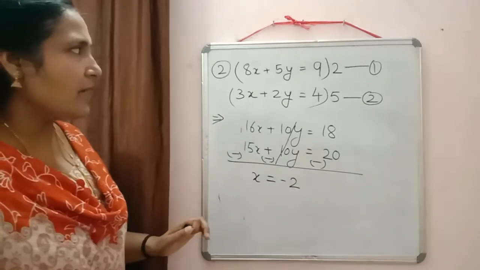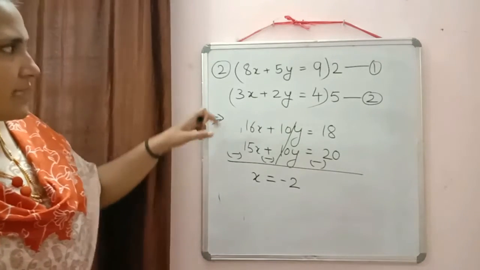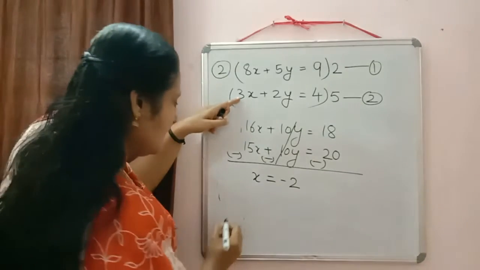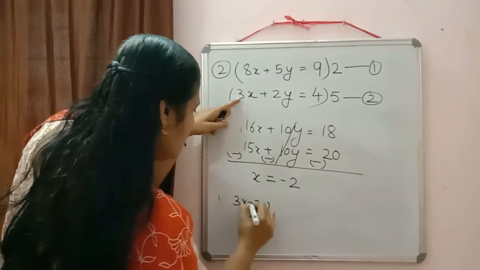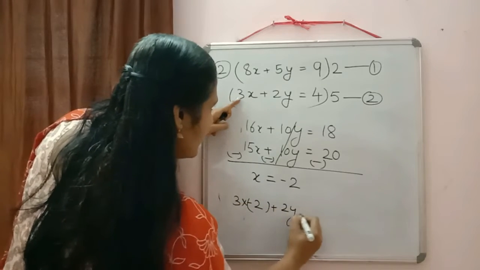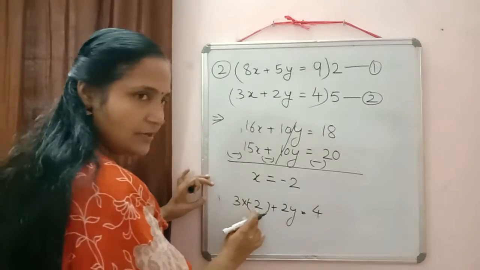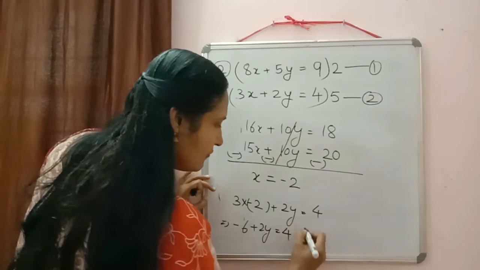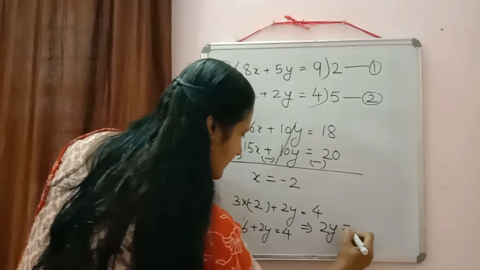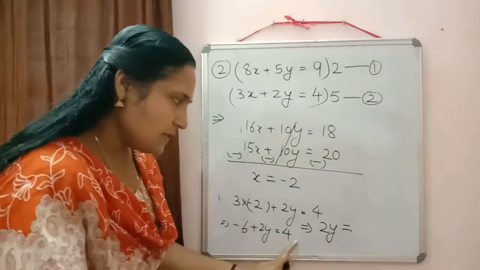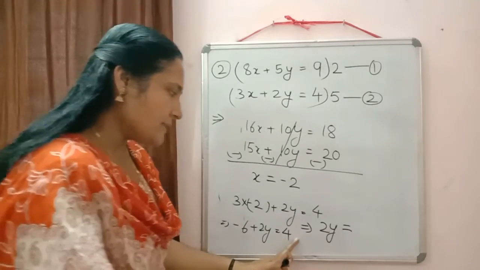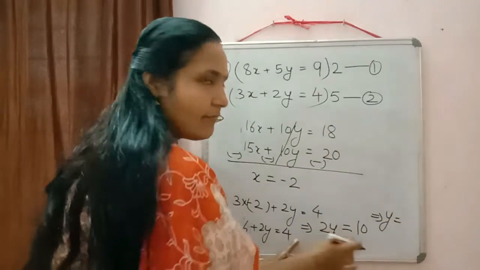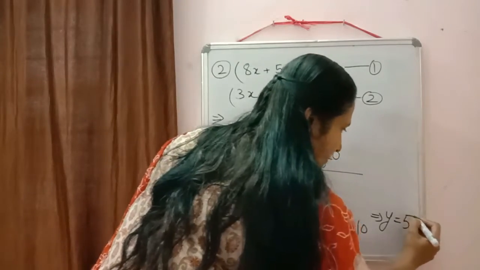Now we will find out the value of y. So I think in second equation less calculation, small numbers are there. So we can substitute in the second equation. So it will be equal to 3 into minus 2 plus 2y is equal to 4. 3 into minus 2, yes, minus 6 plus 2y is equal to 4. Then what we will get? 2y is equal to 4. Minus 6 will shift to right hand side and will become plus 6. So 4 plus 6, 10. And then we will get y is equal to 10 divided by 2. 10 divided by 2 is 5.